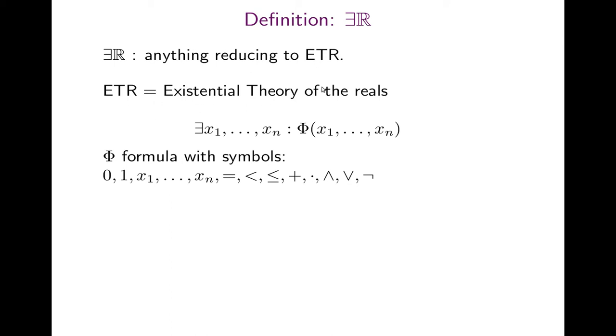ETR is the existential theory of the reals. What is this? We have a formula over the reals, which is in prenex form, and we ask whether there exist real numbers satisfying this quantifier-free formula. And we can use these symbols: 0, 1, variable symbols, equal, larger, smaller, plus, multiplication, and, or, not, and so on. So Boolean symbols and arithmetic operations. This is ETR, and anything in existential R is whatever reduces to ETR.